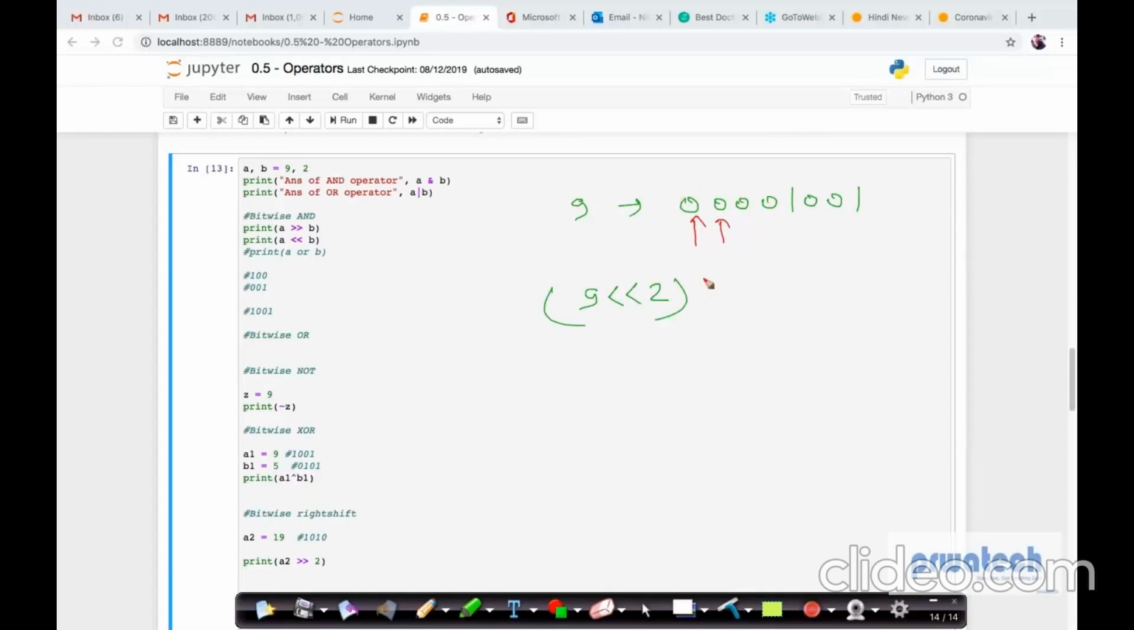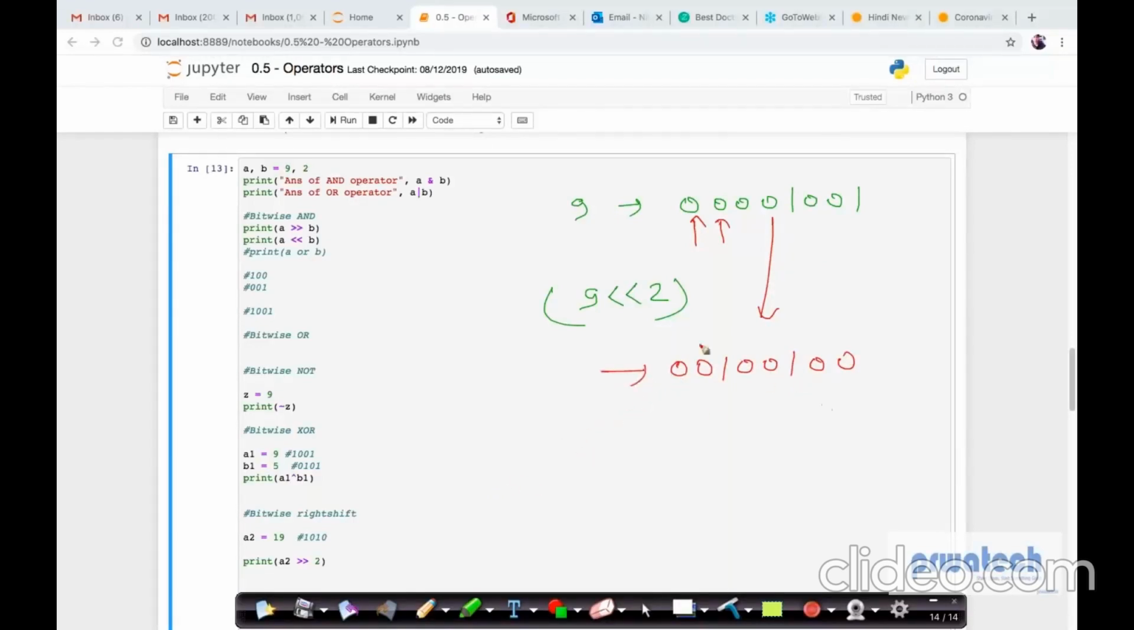Just like in the earlier operation, right shifting, I took value from there and shifted there. Now I'm taking value from there, I'm shifting there. Just opposite. So now this transformation will be 0 0 1 0 0 1 0 0. This is how it will work.